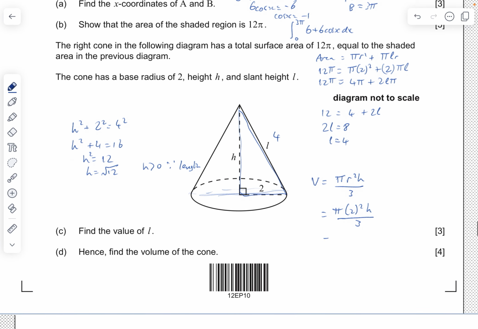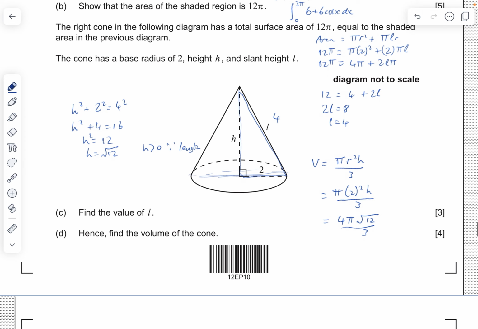So now we can put this equals 4 pi root 12 over 3. And that does simplify a bit. Root 12 is root 4 root 3, which is 2 root 3. So 4 pi times 2 root 3 over 3, which is 8 pi root 3 over 3.